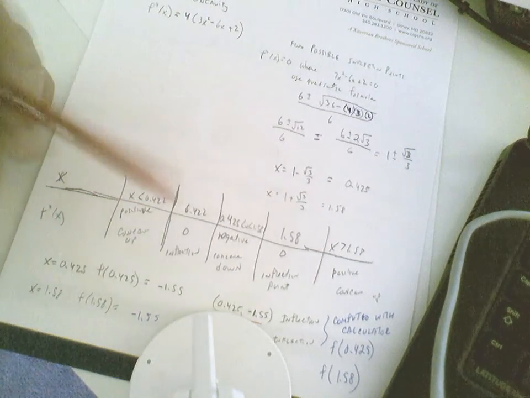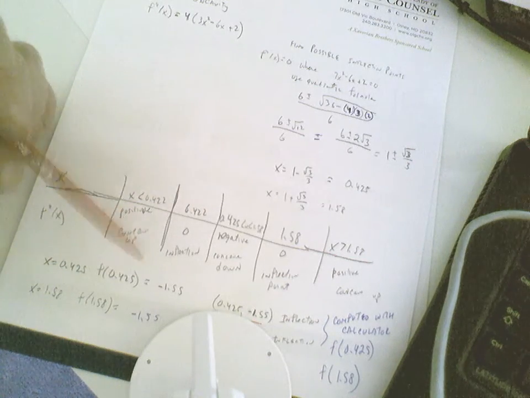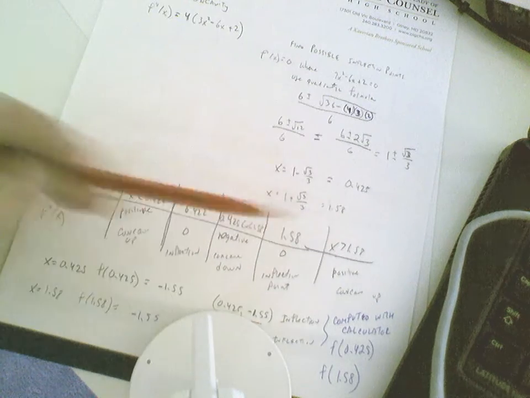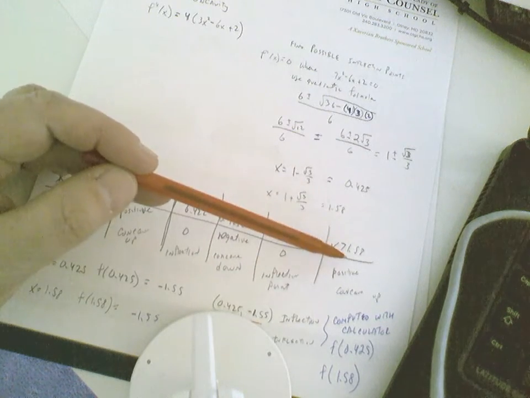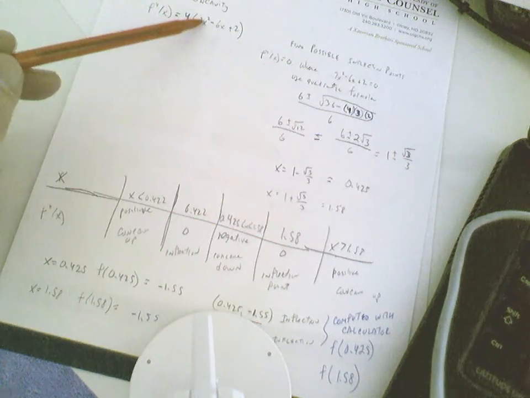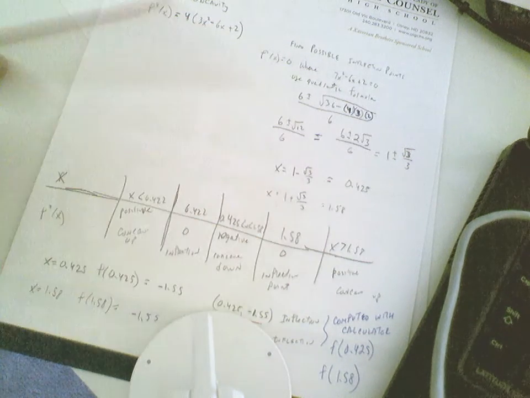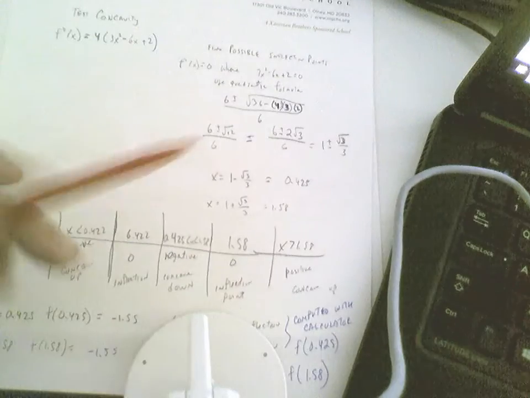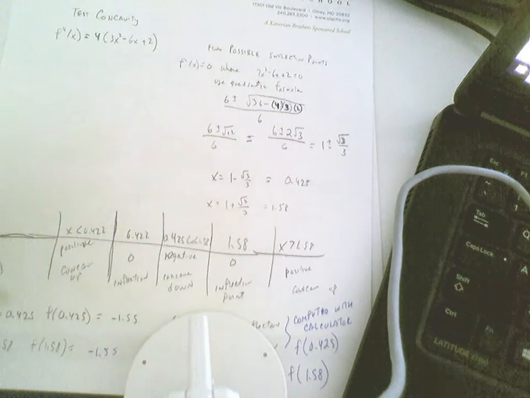I'll let you do a little bit of work. You can just use a calculator here. Just put 3x squared minus 6x plus 2 in and evaluate it. Take a value that's a little bit bigger than 1.58. You're going to find that 3x squared minus 6x plus 2 is positive. When you multiply by 4, it's positive as well. So the second derivative would be positive when x is greater than that second root you found at 1.58.